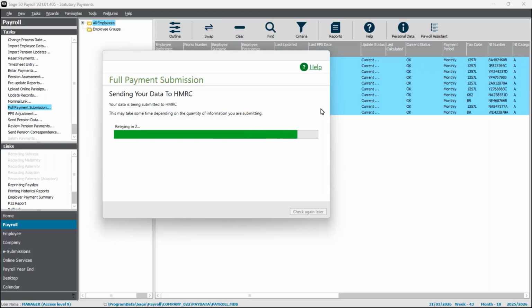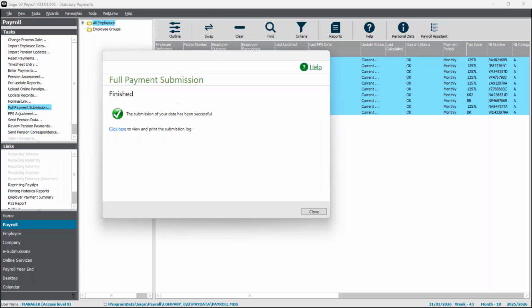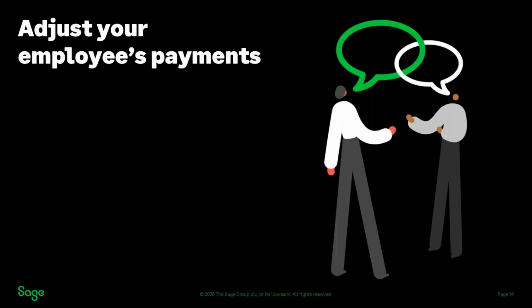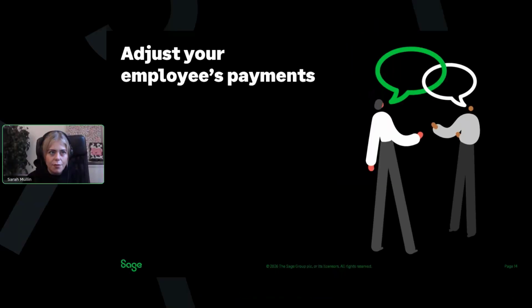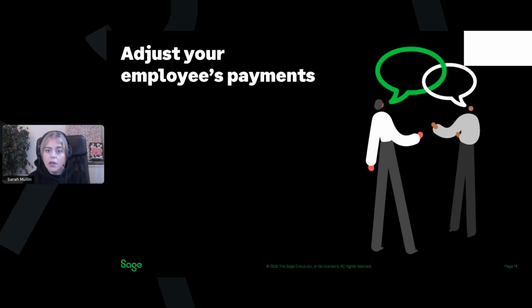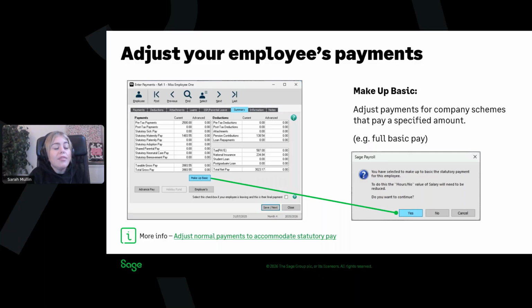So that is January all done and dusted. Just while that FPS is sending, let's run through a little bit of a recap. So we recorded our maternity details. We then had a look and reviewed that and enter payments. We then took a look at the make up basic option. So remember, this is to adjust payments for company schemes that pay a specified amount.